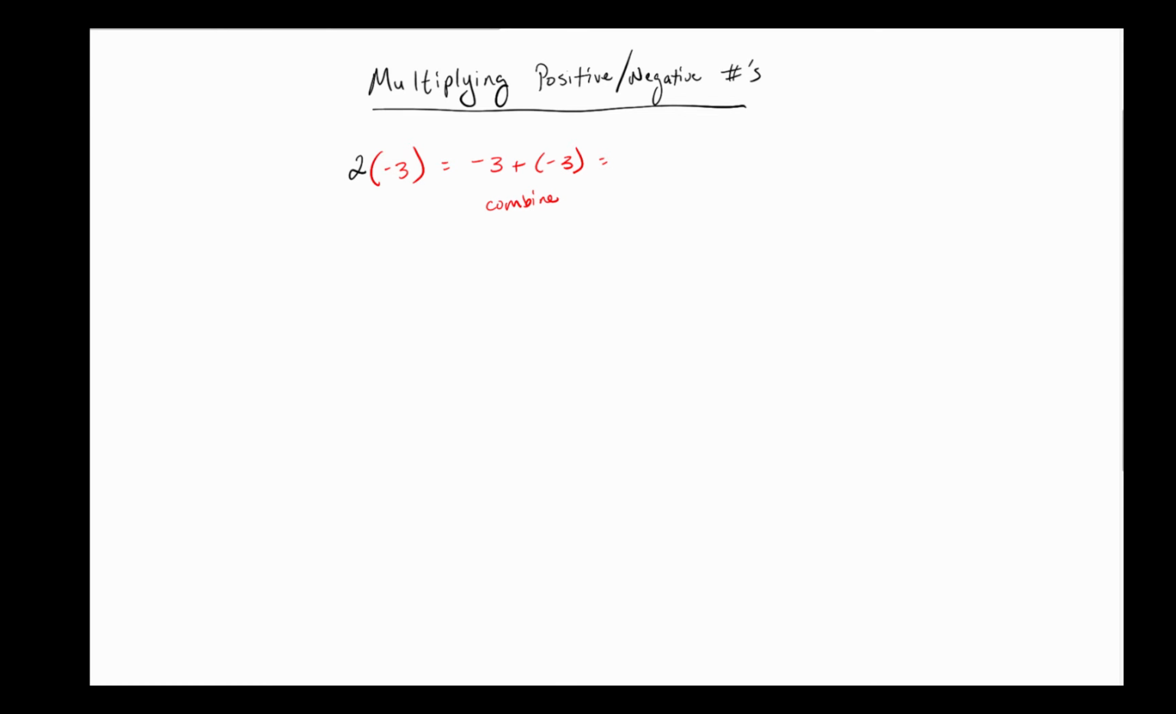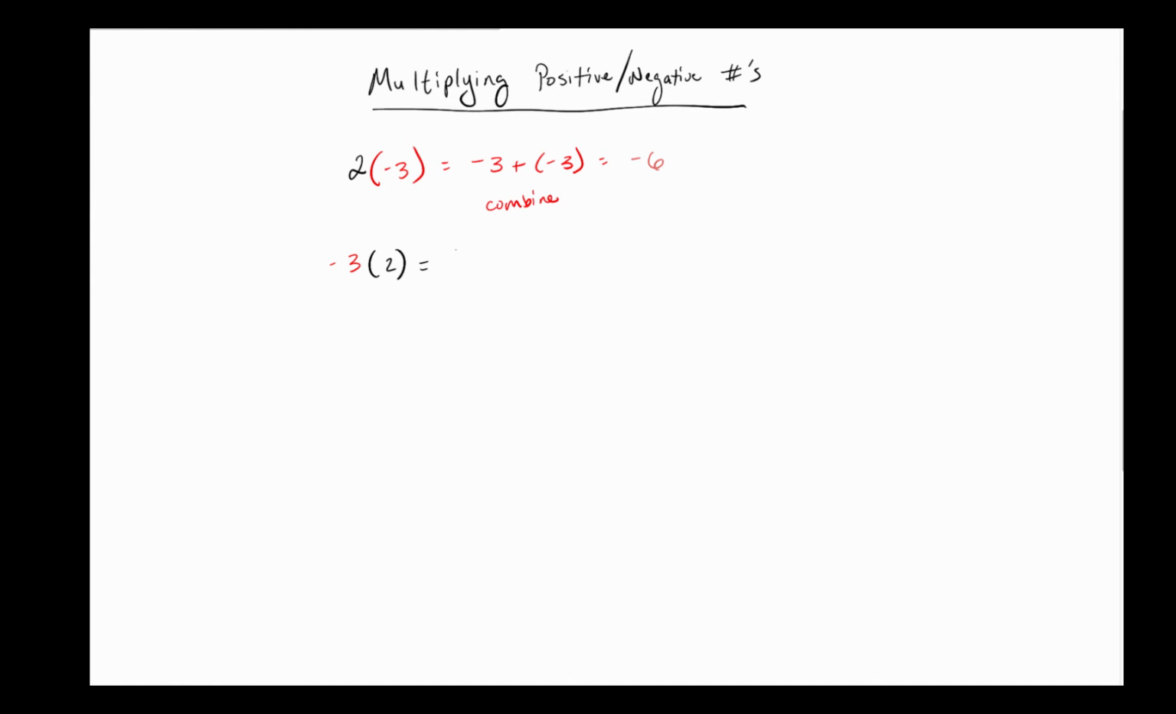Now, let's get into multiplying positive and negative numbers. Well, since we know that multiplying is really just grouping together addition to make it a little more efficient, if I have something like 2 times negative 3, okay, well, that just means I have negative 3 plus negative 3. Since they're both negative, I'm going to combine, and I get negative 6.